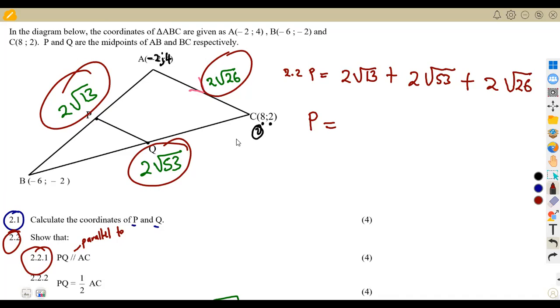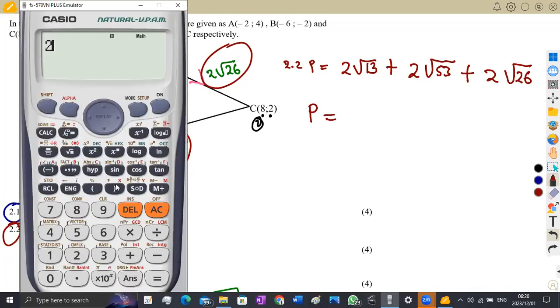So this one, we're just going to add everything on our calculator. So it's 2 square root of 18, just move this arrow aside. Add 2 square root of 53, then move this arrow aside. Plus 2 square root of 26. All right, like that.